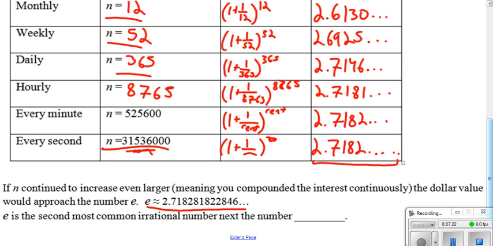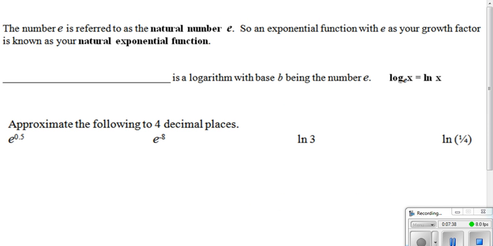It's the second most common irrational number next to the number pi. Remember, pi was an irrational number, the ratio of a circle's circumference to its diameter. Well, e is another irrational number that has to do with natural growth. So e is referred to as the natural number, e. An exponential function with e as your growth factor is known as your natural exponential function.